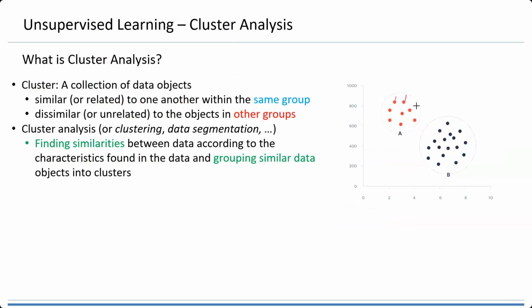We want to find the similarity between this data and this data. We want to find the similarities between this data and this data. And then we want to find the similarities also from this data and this data. So we want to measure all the similarities. And if they are similar, okay, we put them here. If they are not similar, then we put them in different groups.